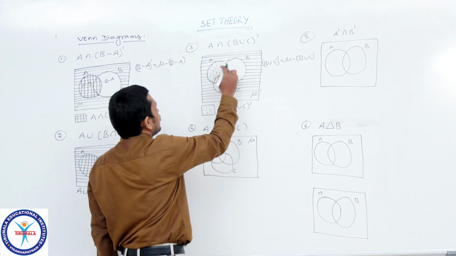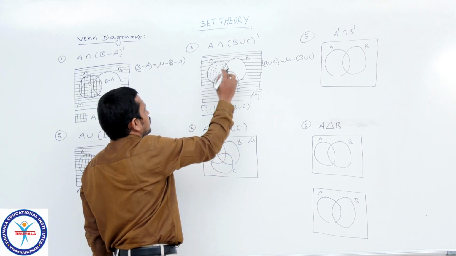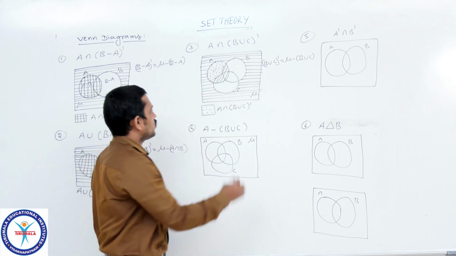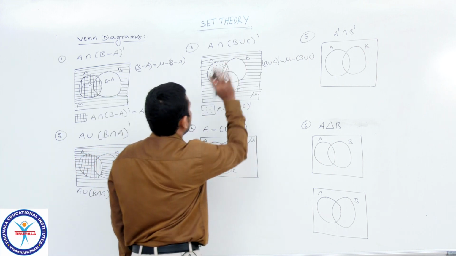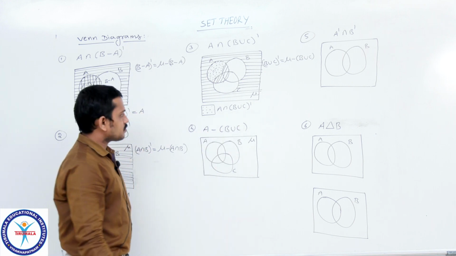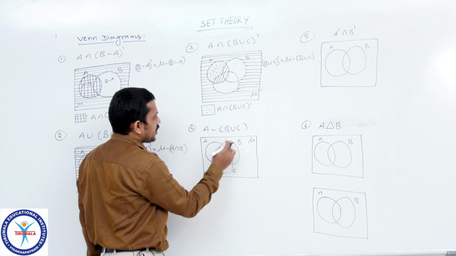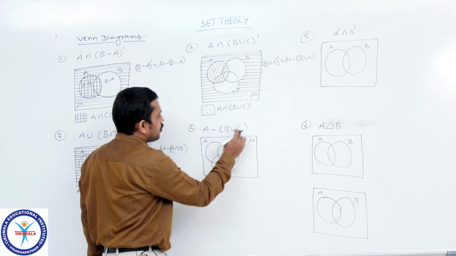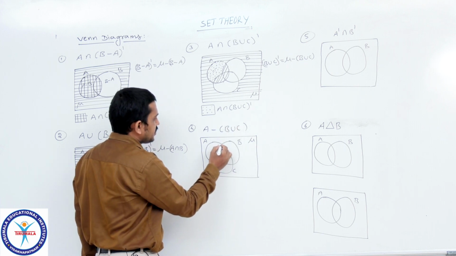So, how can we define this? This is nothing but A minus B union C. So, A intersection B union C whole complement region. Now, A minus B union C. What is A minus B union C? So, first we will consider B union C. So, this is the region B union C.